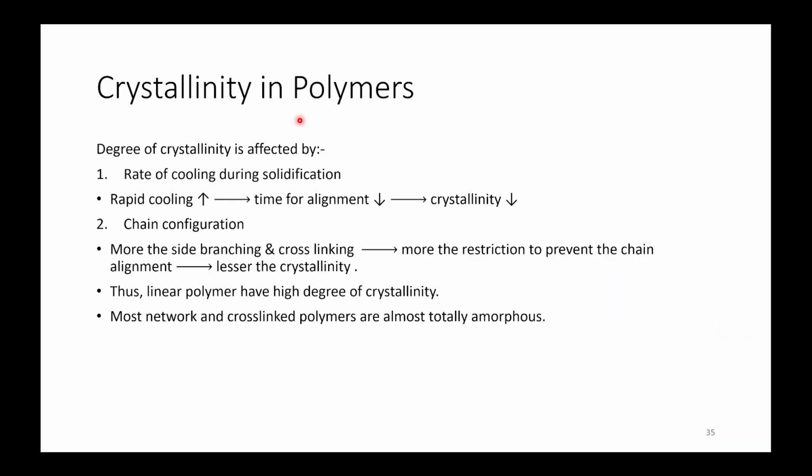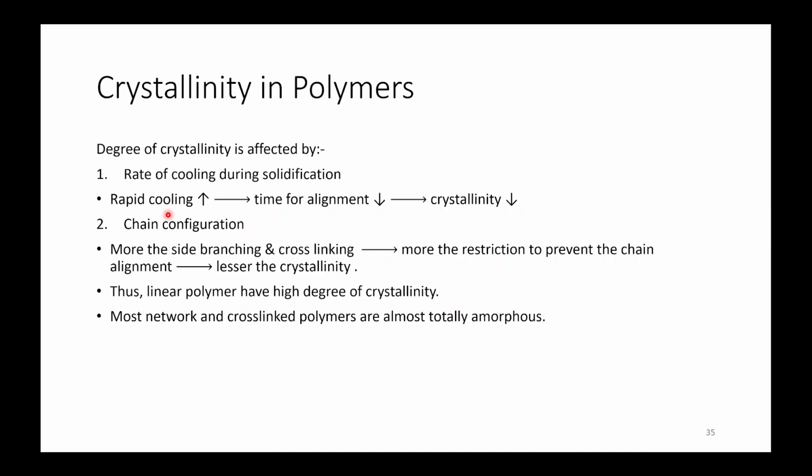Now, crystallinity in polymers. This crystallinity depends on various factors. First is the rate of cooling during solidification. If we cool it very fast, then the time for alignment won't be there and it will be less crystalline. It is similar to what we see in metals.